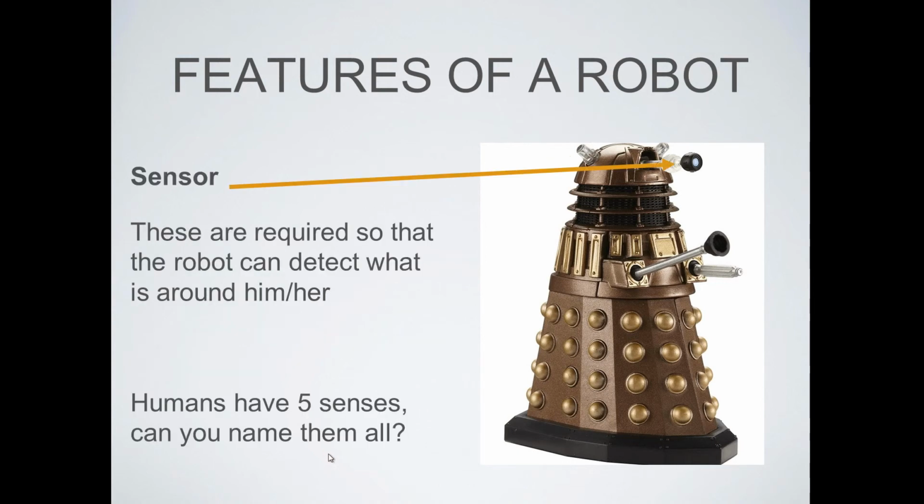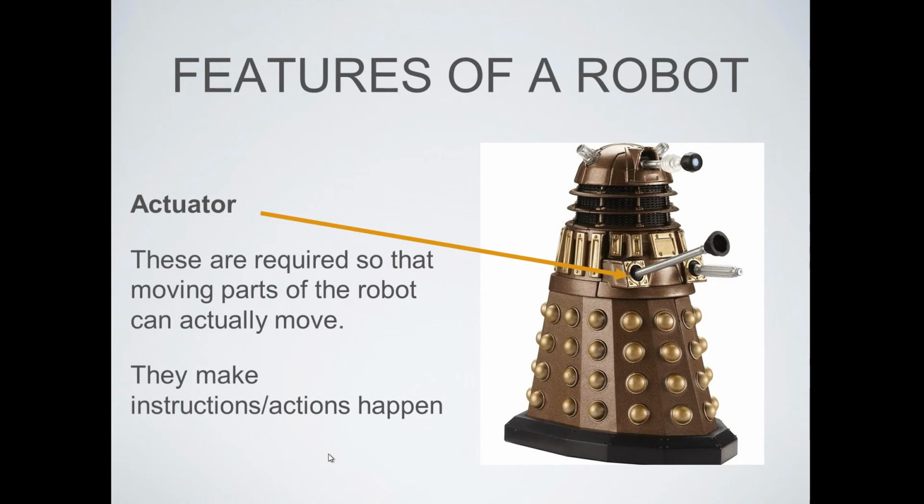So far, we've learnt that robots have a terminal, so that they can receive instructions, and a sensor, so that they can detect what's around them. They also have things called actuators. That's a strange word. Actuators are required so that the moving parts of a robot can actually move. So just like we need bones so that we can move. What these actuators on robots do is they make the instructions that the robot receives actually happen. So for example, the robot might receive an instruction to move forward, and it would need to use the actuators that are connected to the wheels of the robot to actually carry out those instructions and move it forward.